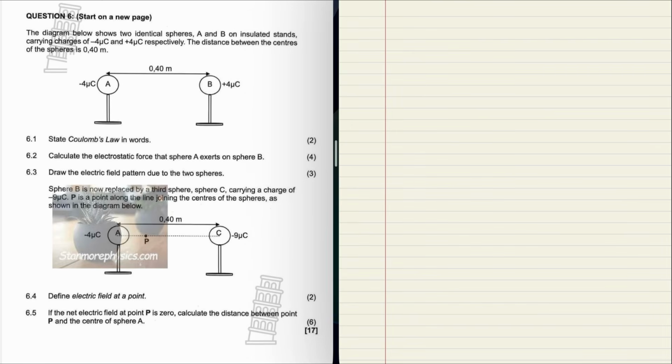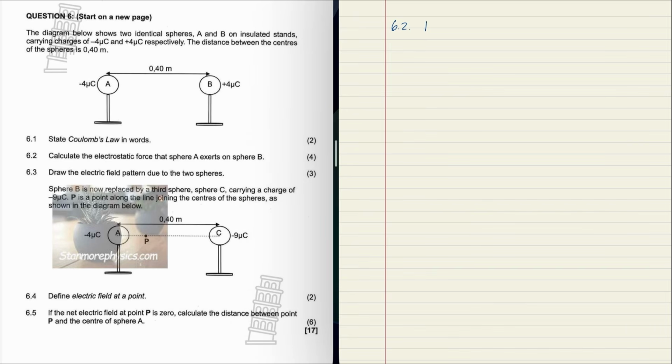Question 6 says the diagram below shows two identical spheres A and B on insulated stands carrying charges of -4 microcoulombs and +4 microcoulombs respectively. The distance between the centers is 0.4 meters. Question 6.2, calculate the electrostatic force that A exerts on B.